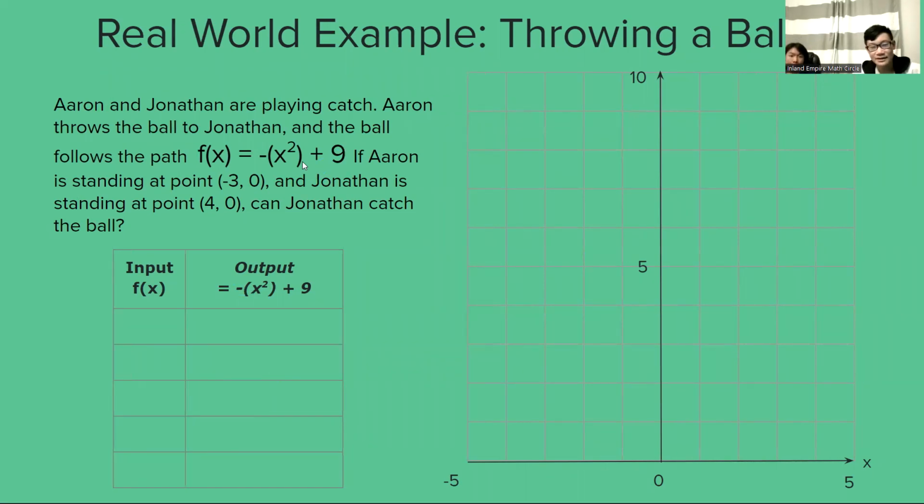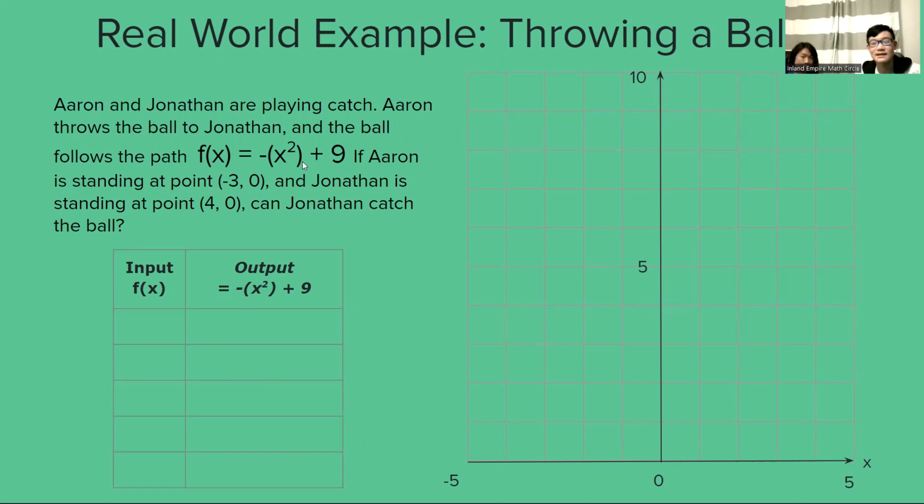Aaron throws the ball to Jonathan, and the ball follows the path f of x equals negative x squared plus 9. Now, this function looks a little bit different, but it's actually just a quadratic, which is where we square x. And we changed it a little bit. We added 9, and we took the negative value of it. And we'll see how this changes the function later on.